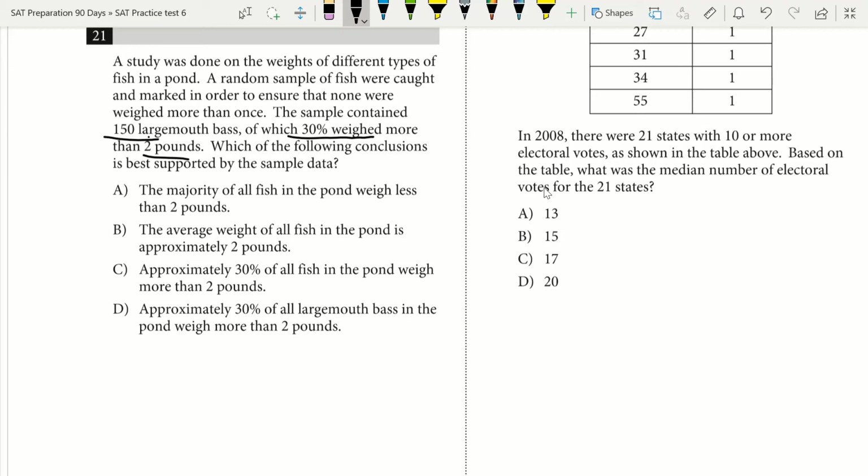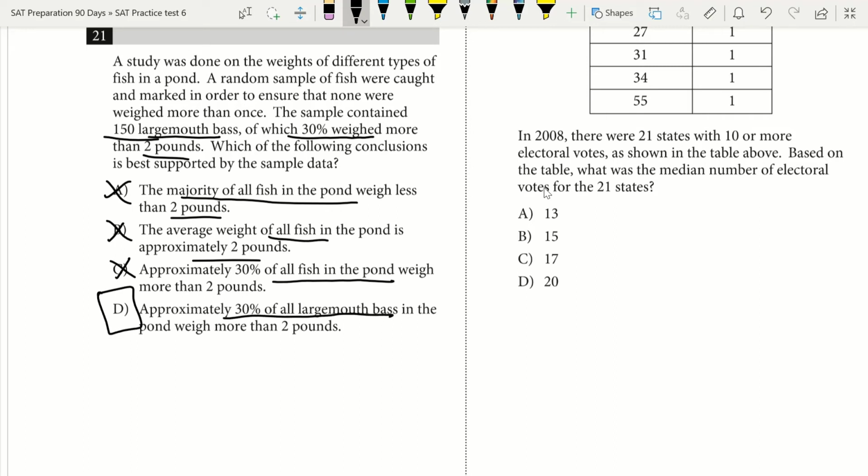Okay, well, we're dealing with largemouth bass. We see option A says the majority of all fish in the pond weigh less than 2 pounds. No, because we're talking about largemouth bass. They were the only fish in our sample. Option B says the average weight of all fish in the pond is approximately 2 pounds. Once again, we can't say that. And then option C also says all fish in the pond. We can't say that. So option D will have to be our answer. It says approximately 30% of all largemouth bass in the pond weigh more than 2 pounds. That one's going to be the best conclusion that we can draw there. So the answer for 21 is going to have to be D.